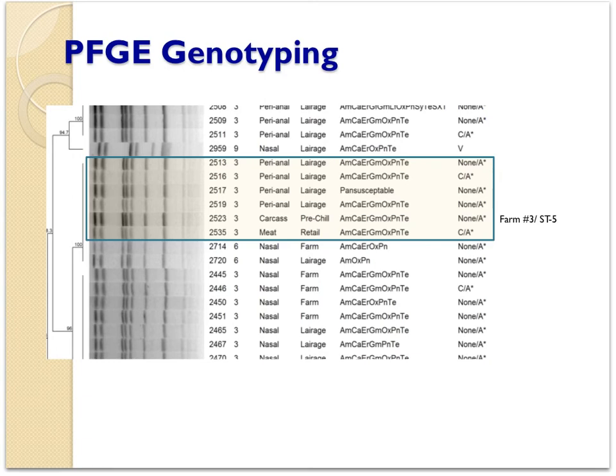This is not a good graph, but I could have shown you a better one on the phylogenetic, where they were more clustered. This is an example of sequence type 5, the predominant one, from lairage, holding pen, from pre-chill carcass, and from retail meat. They are essentially identical on pulsed-field gel electrophoresis. This is more the indistinguishable nature. But also you see some variation.